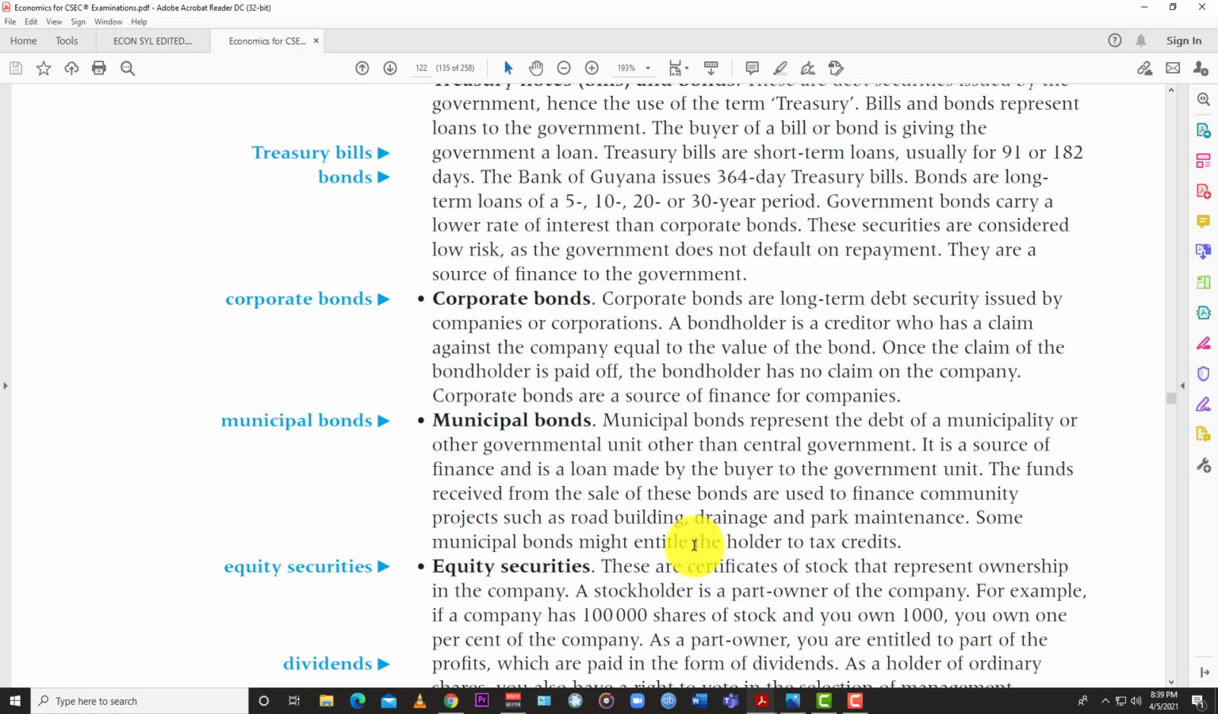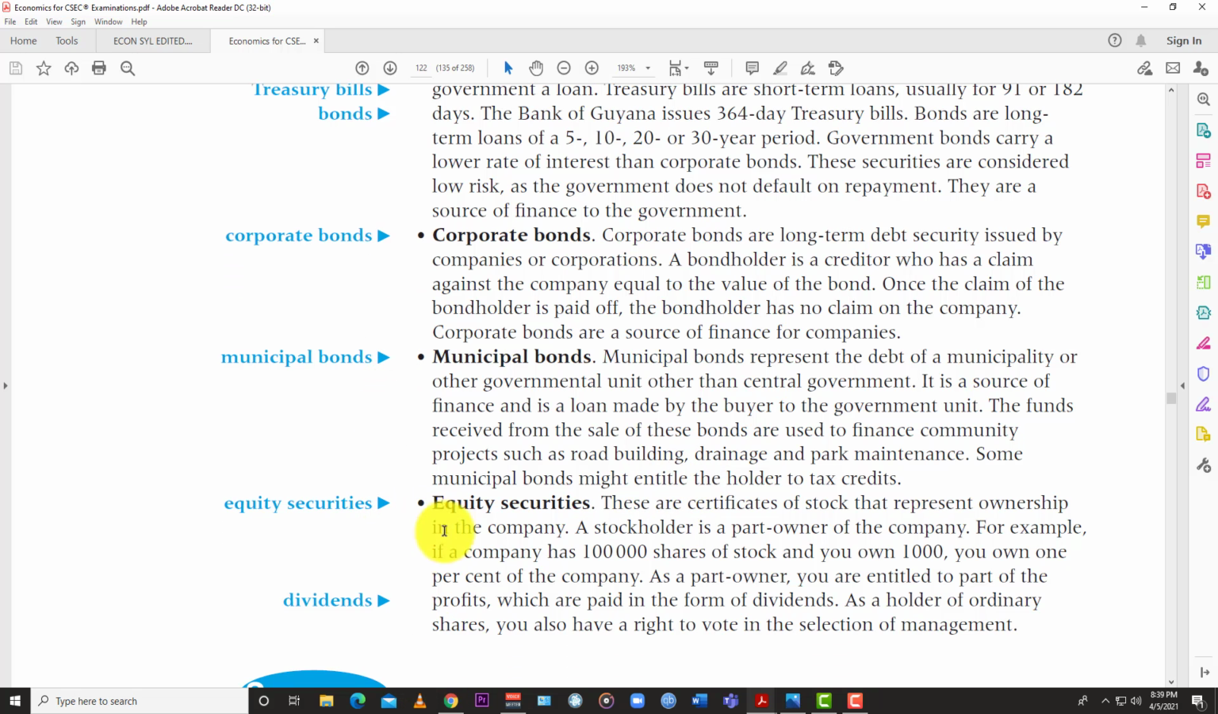That's on a lower level, it's government still, but on a more local level. Then you have the equity securities. Equity securities are certificates of stock that represent ownership in the company. A stockholder is a part owner of the company. For example, if a company has 100,000 shares of stock and you own 1,000, you own 1% of the company. As a part owner, you are entitled to part of the profits, which are paid in the form of dividends. As the holder of ordinary shares, you also have a right to vote in the selection of the management.